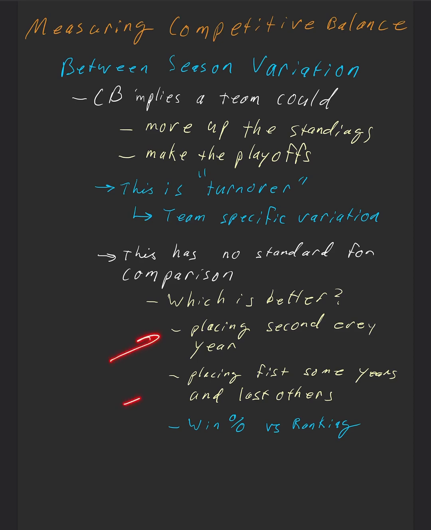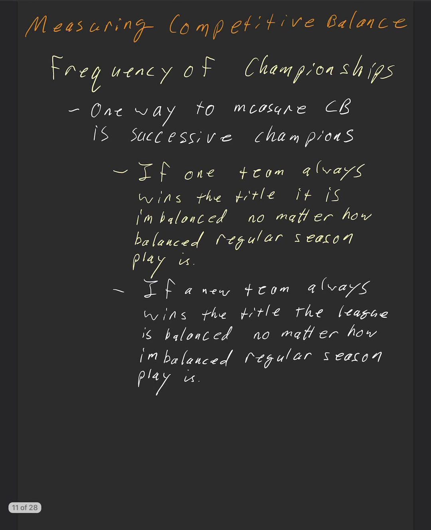I think probably in most cases, and think of this yourself while you're listening to this: which of these two would you rather have? A team that's always competitive, always coming in second, always making the playoffs, a good team to watch all the time, or would you occasionally rather be first and then last in other years? I think in the world we probably live in now, teams care about winning championships and winning something, and not necessarily just being competitive. This highlights the idea that there's no clear standard for comparison like we had with in-season variation. So to measure between season variation, we're going to be largely focused on the frequency of championships. And a way to do this is to measure competitive balance by successive champions.